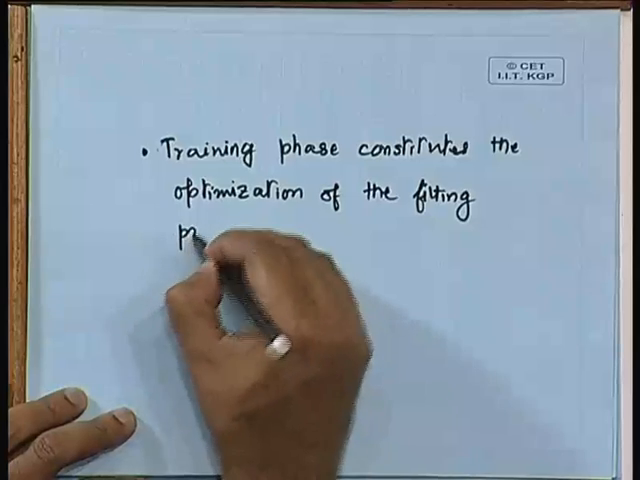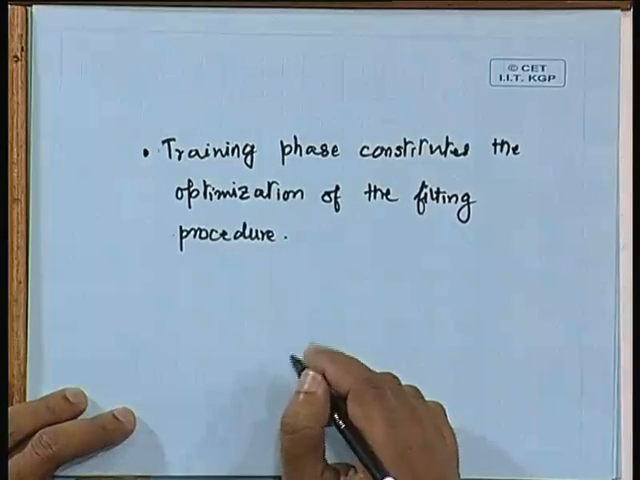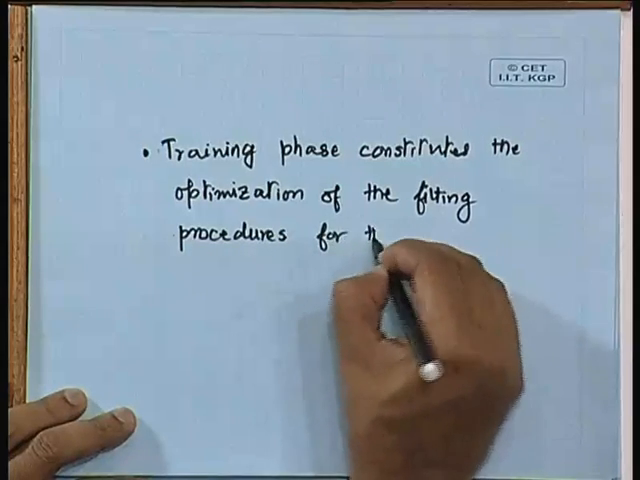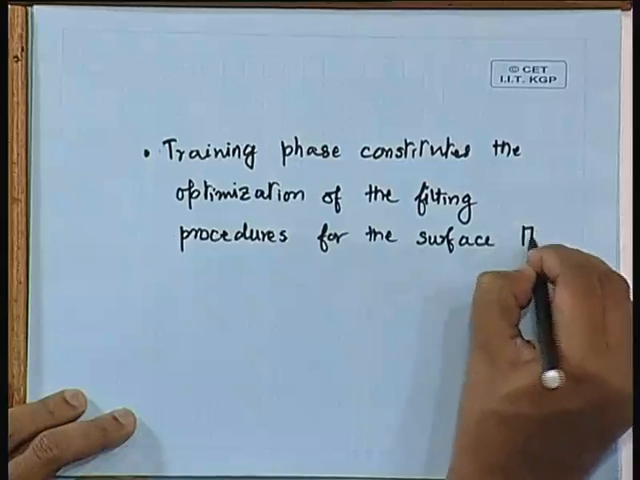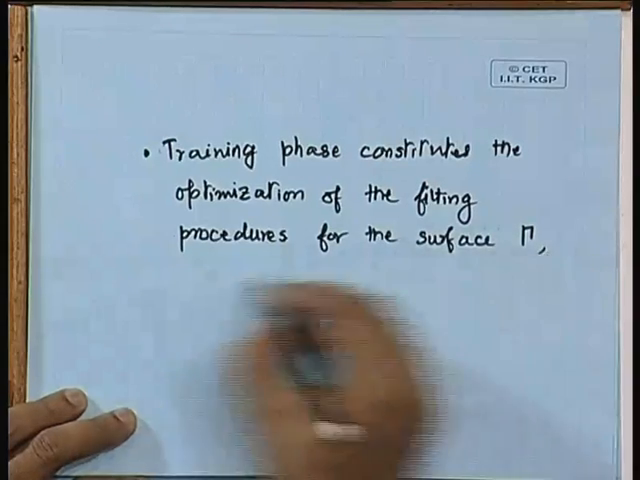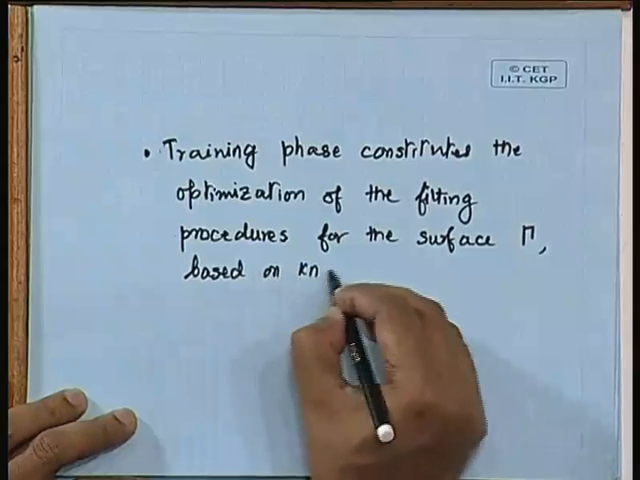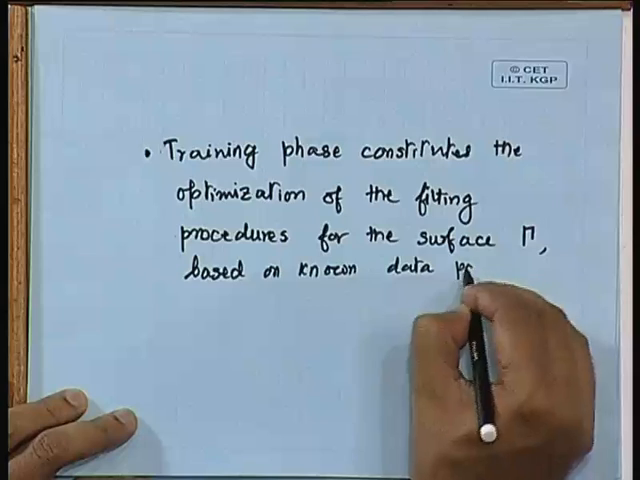So, when we draw the surface, we should not include that point. So, there is going to be some optimization of the fitting procedure. So, only through optimization we will be able to get a surface. So, the procedure is for the surface gamma that we are going to fit, and this fitting is obviously based on known data points.